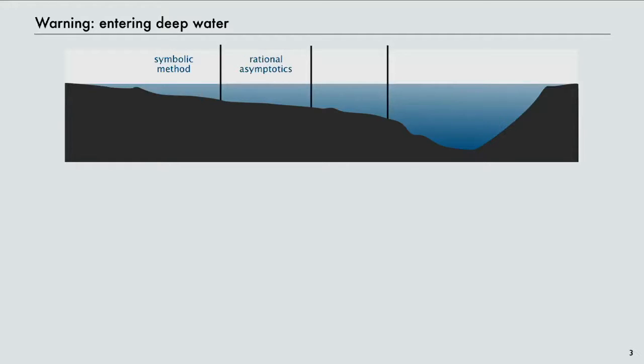We went from the symbolic method to rational asymptotics, which is really not much more than partial fractions. And then we looked at meromorphic asymptotics, which requires complex analysis and residues. And now we're going to look at singularity analysis.